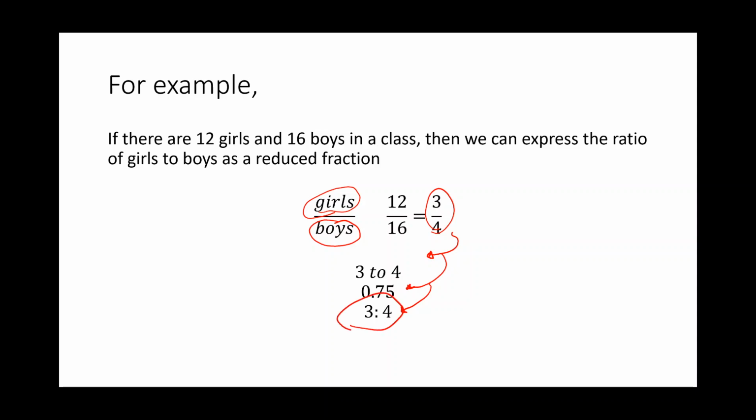Usually, we'll see it as a colon. That way we know right away that it's a ratio. Sometimes I'll even see it as 3 girls to 4 boys. This lets us know for every 3 girls, there's 4 boys.